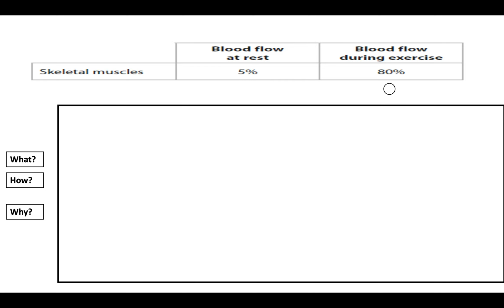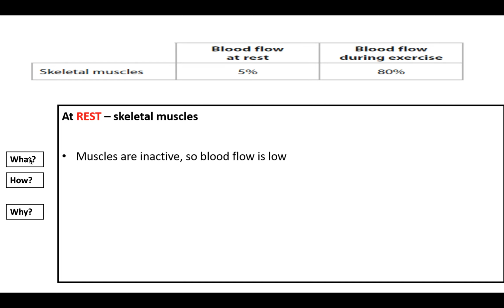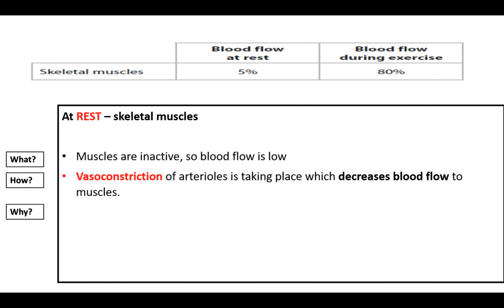So first of all, at rest, what is the blood flow? The blood flow to the muscles is low. Muscles are inactive, so blood flow is low. So how? This is because the arterioles have vasoconstricted, which decreases blood flow to the muscle.